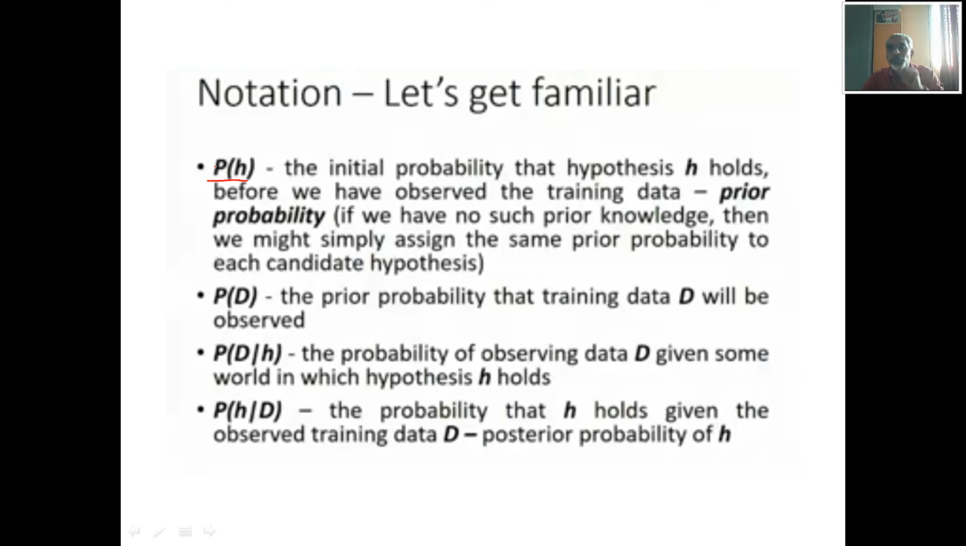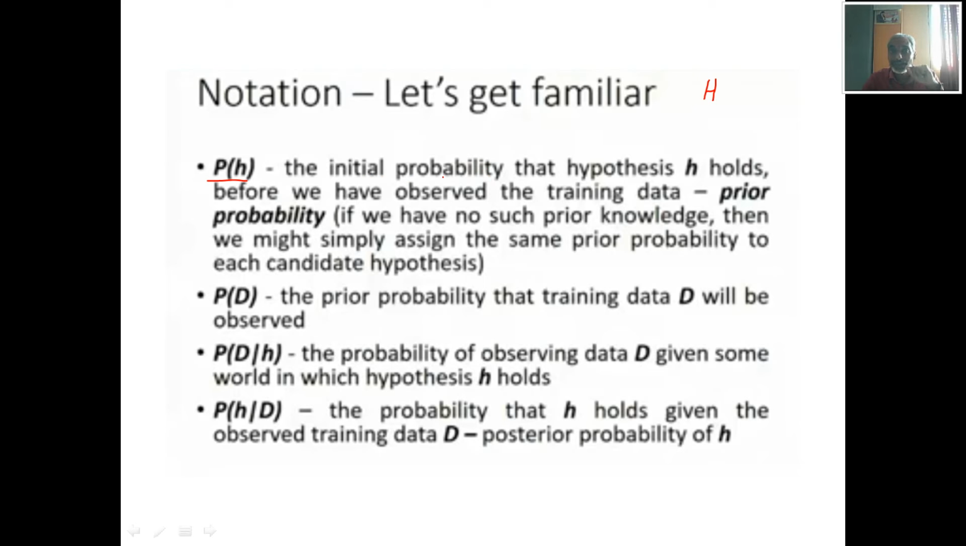P means what? Probability. Small h is what? Hypothesis. Capital H is the set of all hypotheses. Now you have the set of all hypotheses. That is a big set. In that you are taking one hypothesis, small h. The probability of that particular hypothesis h, so this P of h is nothing but the initial probability.